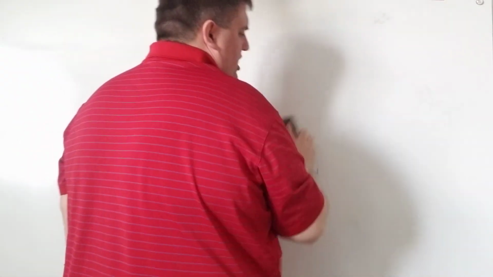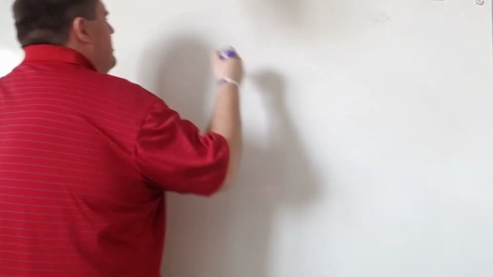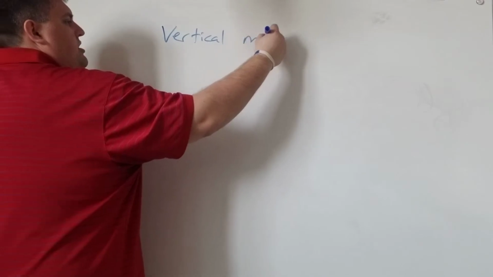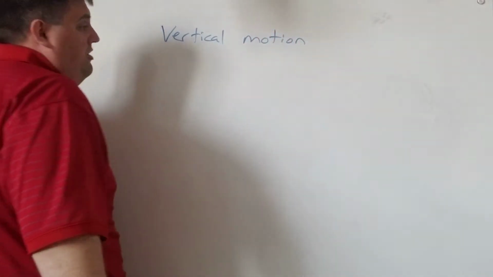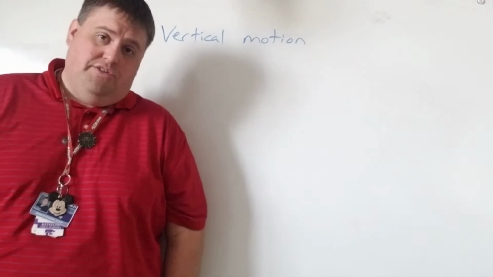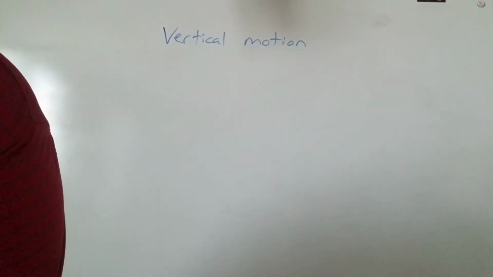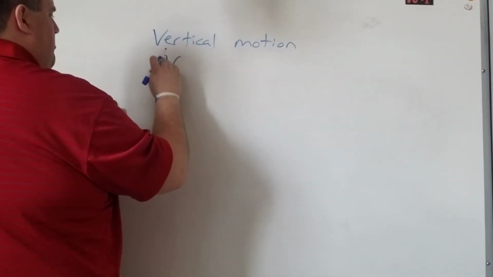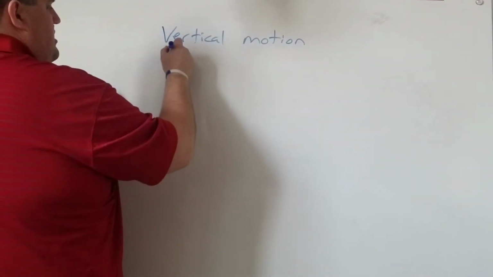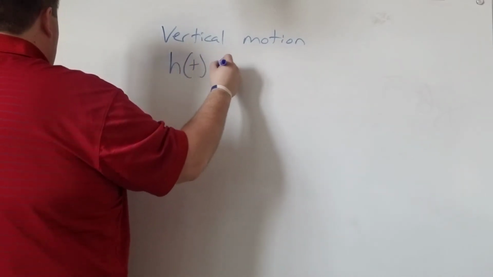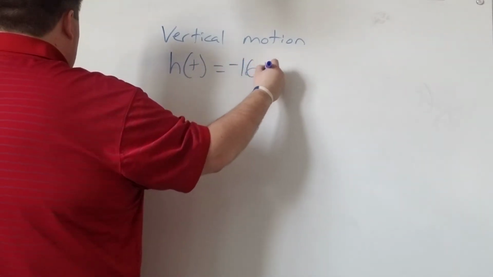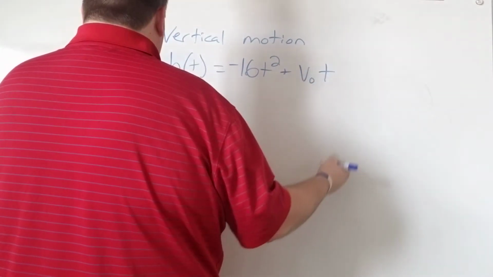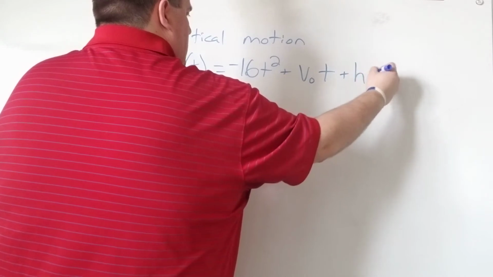Now, vertical motion, that's going to be a little bit newer. Vertical motion, or I remember calling these projectile motion when I was in school. But the base formula is going to look something like this. H of t equals negative 16t squared plus v sub o t plus h sub o.